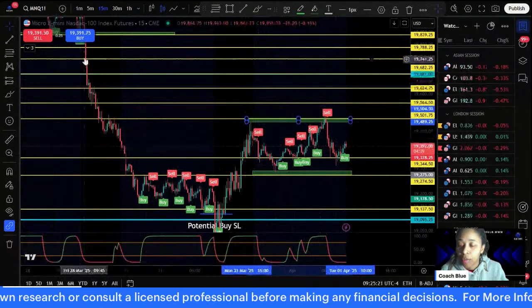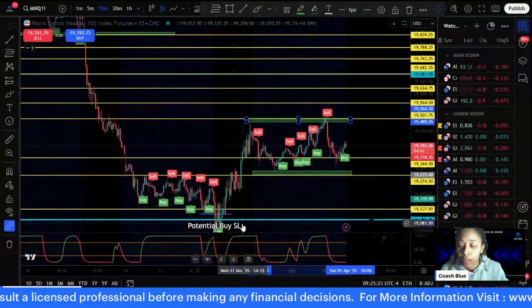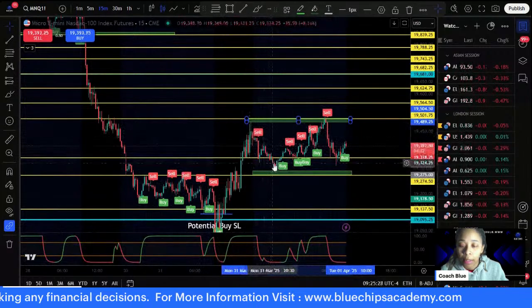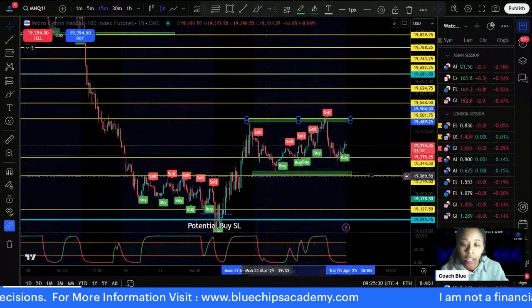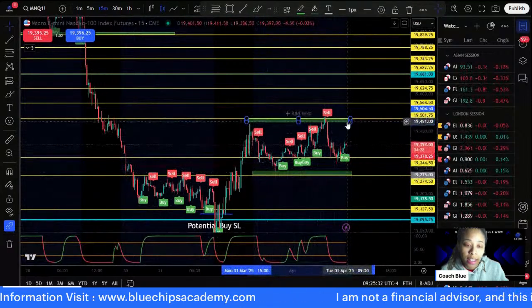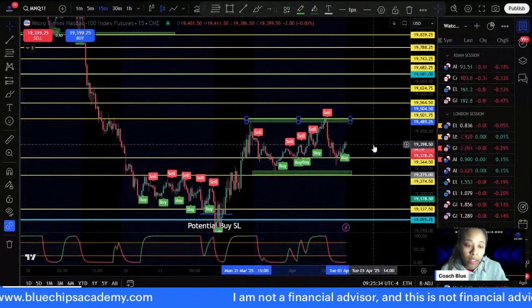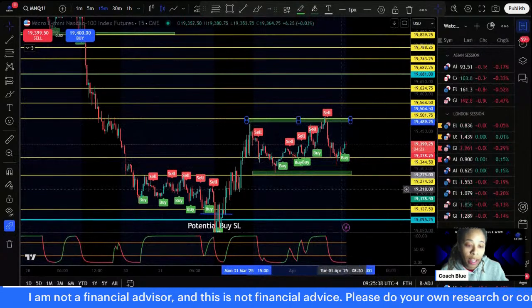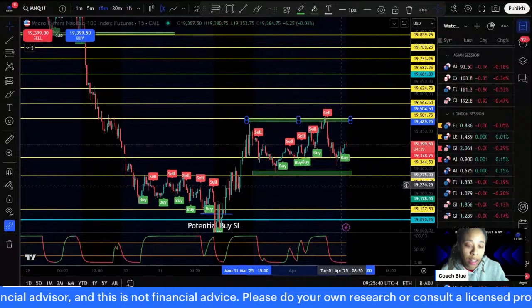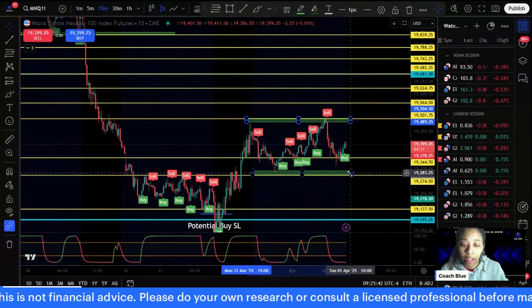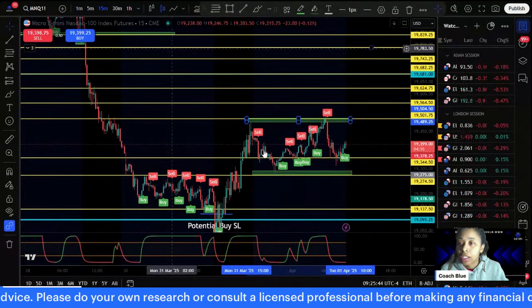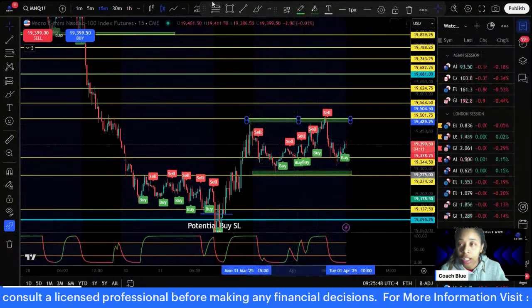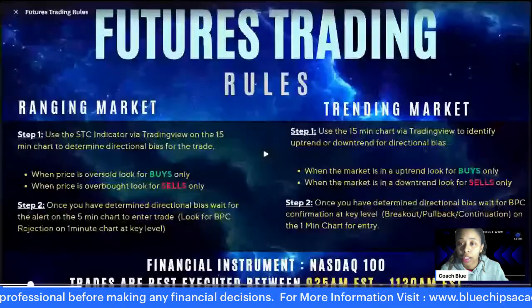Okay, it came off a nice downward slope, found some major support yesterday, and then we came up to the upside here. So we'll see how price reacts at these levels, this 19,501.75 level, and then we have this 19,275 level here. Okay, so because the market conditions are ranging, now we focus on the ranging rules.